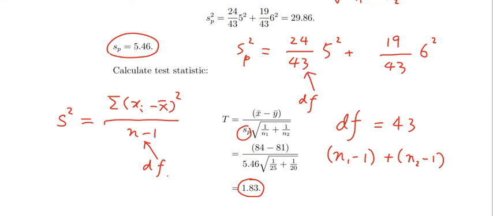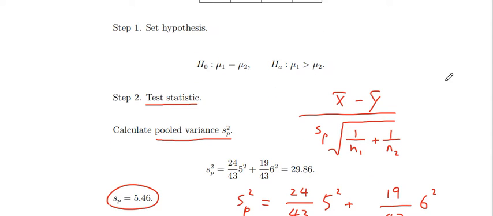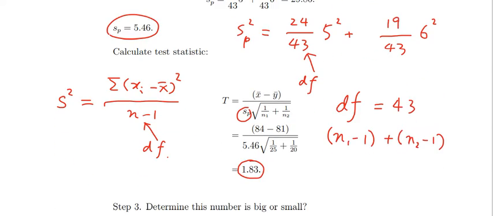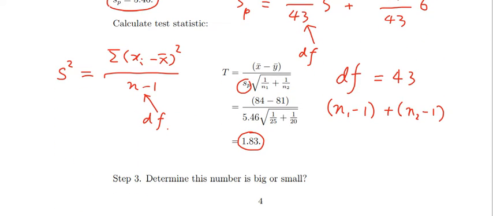And then, is this 1 tail or 2 tails? This is 1 tail because we just check one side, right? And alpha is 0.005. So we just check degree of freedom 43 and 1 tail, 0.005. We just check that number, and that is the T critical value.